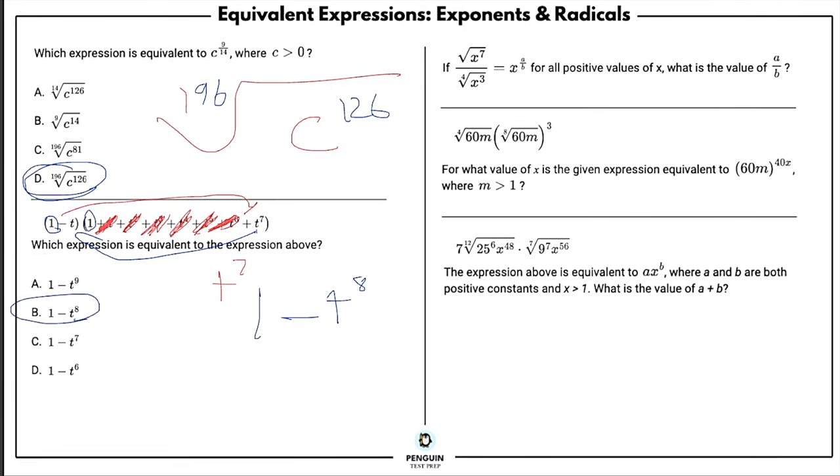And yeah, you could plug this into Desmos and see which matches up, but that's a lot of numbers to be typing. So if you see the shortcut, it's definitely better.